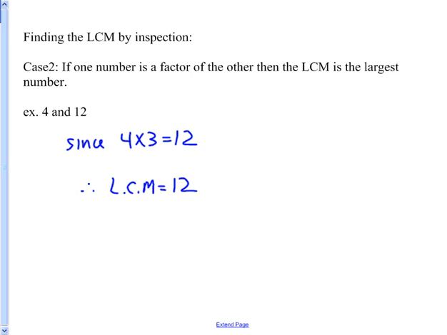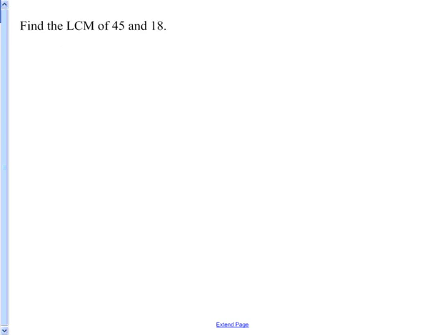Now, when all else fails, when it's not the case where one number is a factor of the other or both numbers are prime, and we don't necessarily want to list the numbers, when we get rather large numbers, like this case where we have 45 and 18, starting to multiply 45 in our head is rather difficult. So we have to come up with another way of doing this. The way to do this is to look at the factors of 45 and the factors of 18.